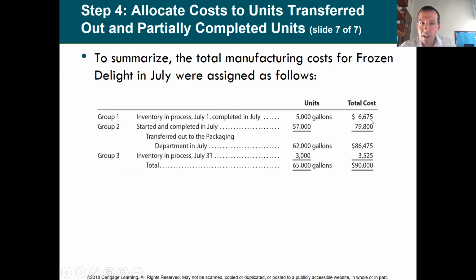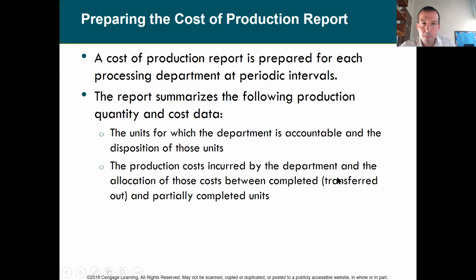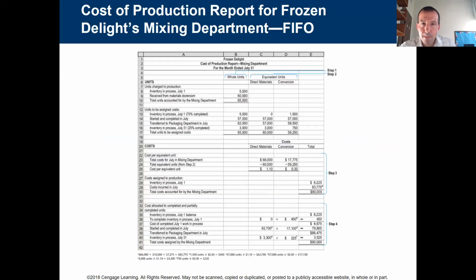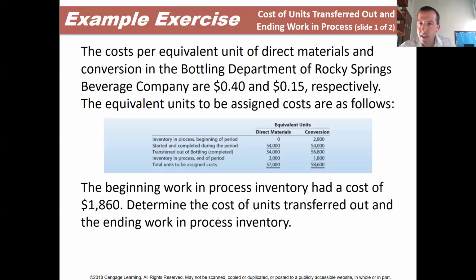And then finally, I take my beginning balance of 6,675, add the units in group 2 that were started and completed in July of 79,800. That gives me 86,475 that was transferred to packaging. And then the remaining is what we calculated previously, the 3,525 of ending inventory. So my total cost was $90,000. And that's what we're going to get to.